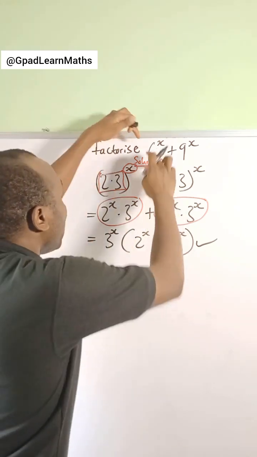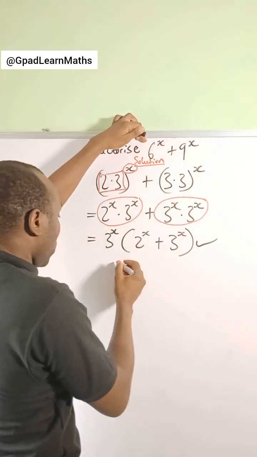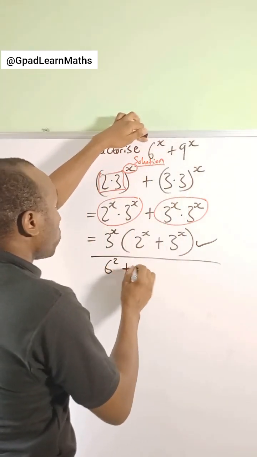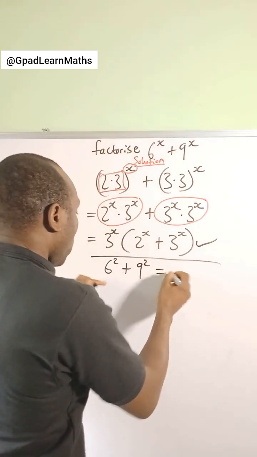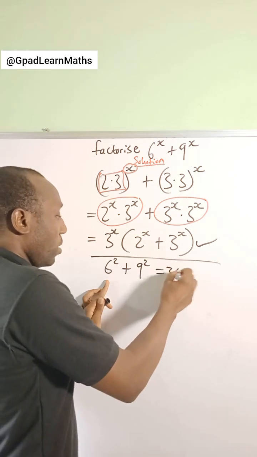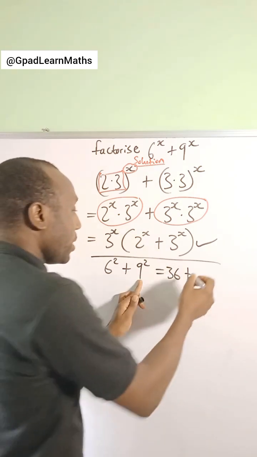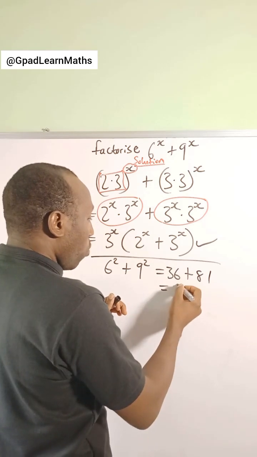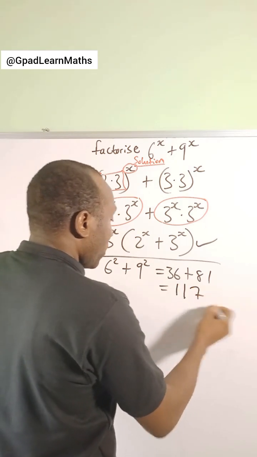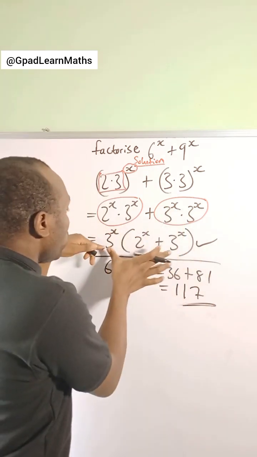Let's do a test here. Let's assume that x is equal to 2. So that's what? 6 raised by 2 plus what? 9 raised by 2. What is 6 raised by 2? 36. Plus 9 raised by 2 is what? 81. If you add this together, you get 117.